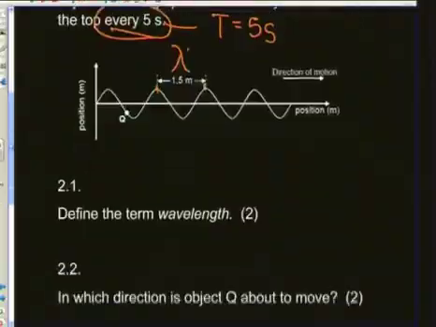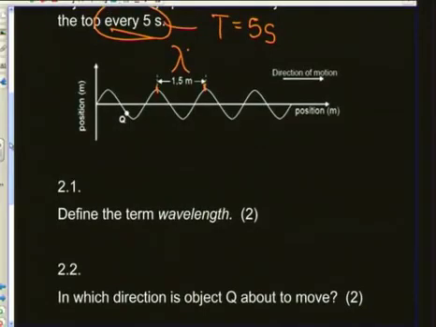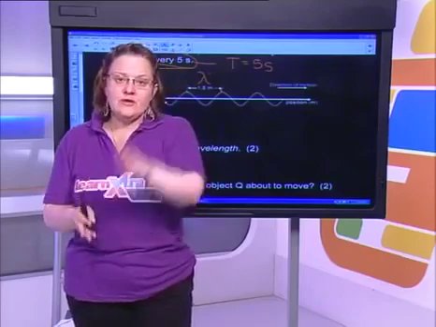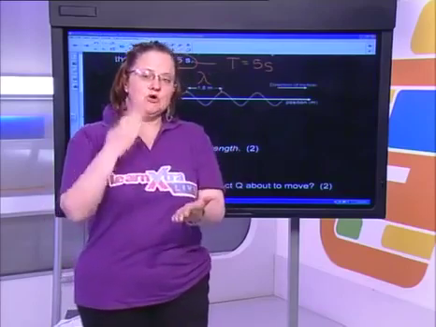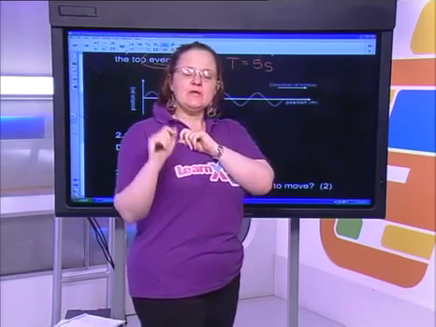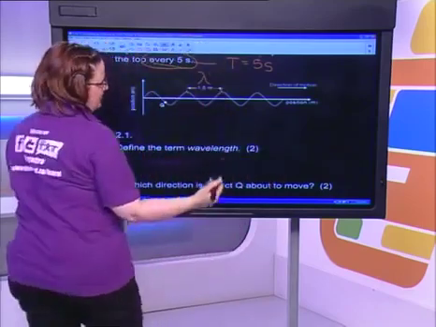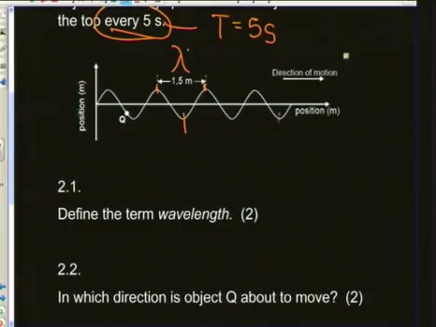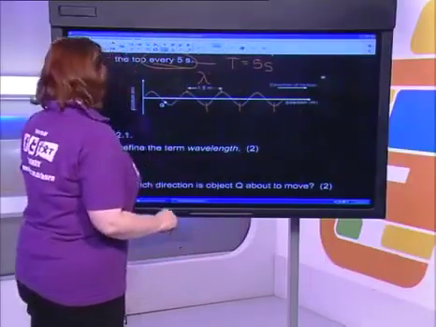Now they say to us, define the term wavelength. Once again, it's another definition. Wavelength is the distance between two consecutive points in phase. The distance between two consecutive points in phase. You have to have the word consecutive in there, grade 10s, because I can't just say 2 points in phase, because if I mean 2 points in phase, I could mean between that trough and that trough. Now, they're not consecutive. It must be one after the other. Very, very, very important.